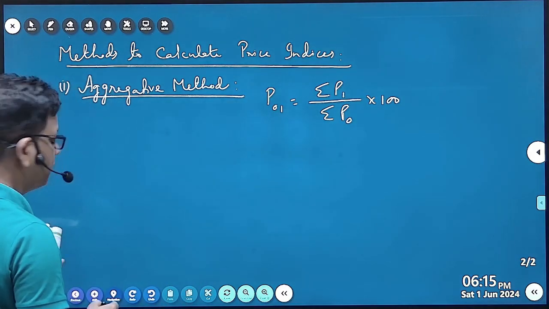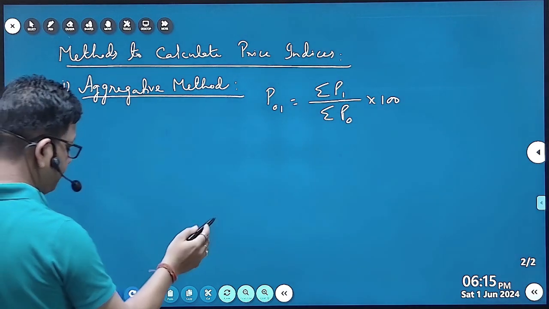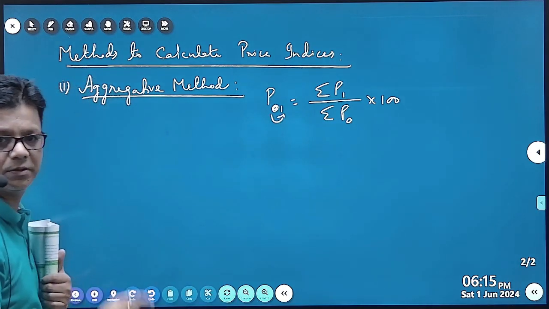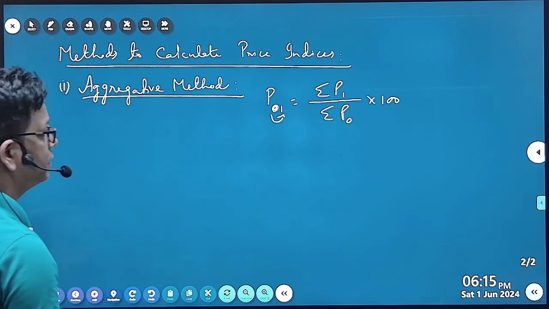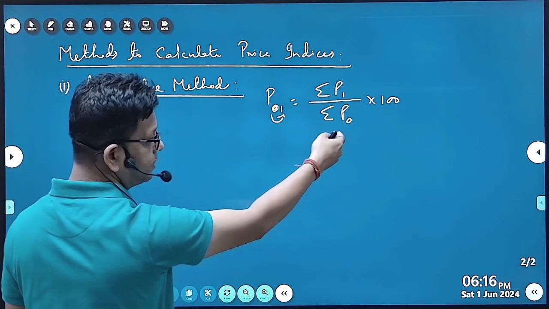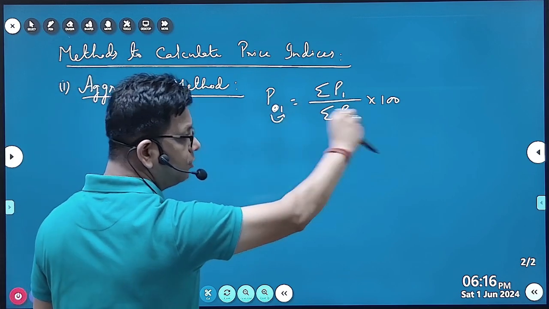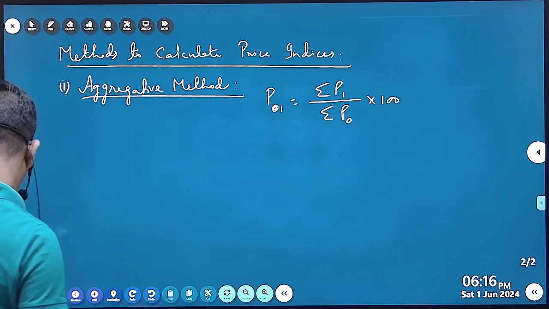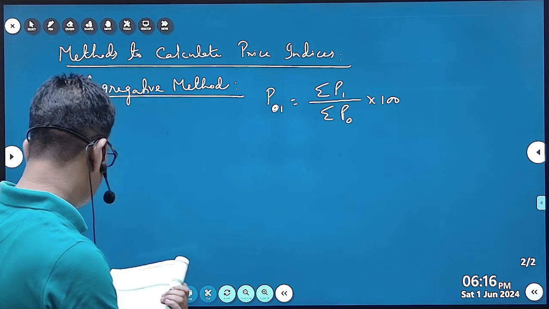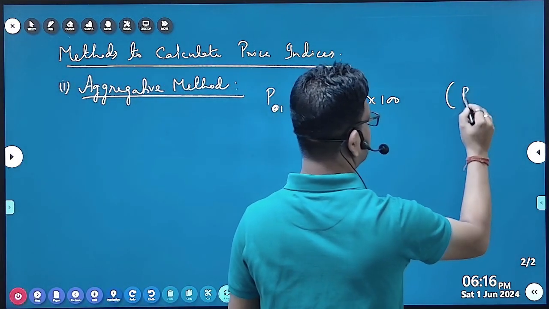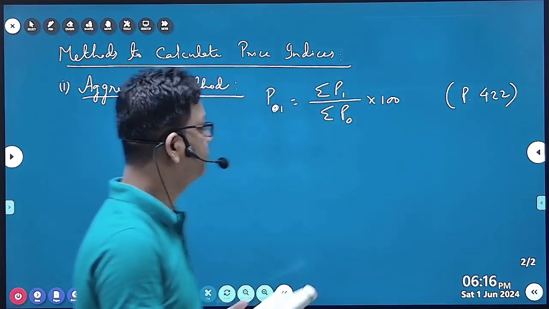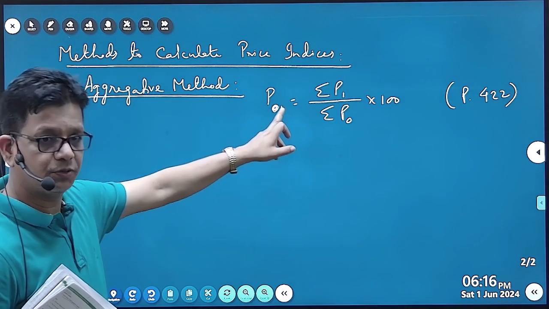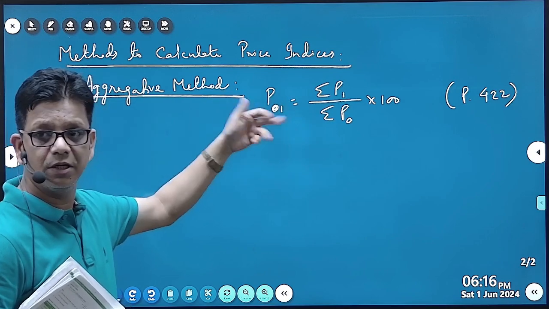Now this P01, when you see P01, it is not a very difficult thing. P01 means the price index from the base year to the current year, from 0 to 1. And I think you understand this is summation of P1 by summation of P0, meaning whatever P1 will be there, all to be taken as the sum, and P0. It's very clearly written in the book, page number 422. So I won't write what is P01, what is P0. 0 is the base year, 1 is the current year.